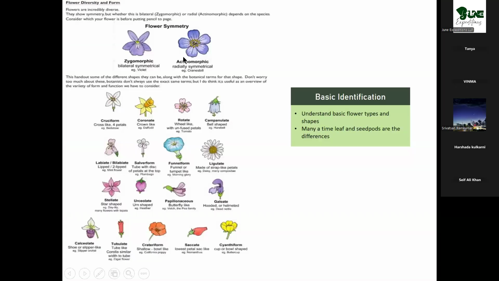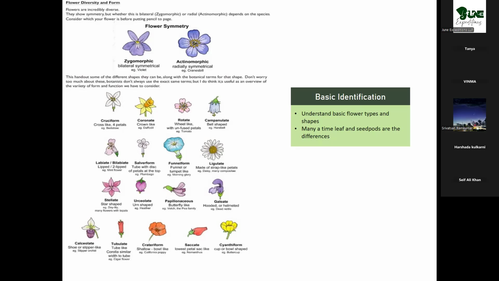So here you can see a few flower shapes. So the basic is this. The first one, this one is bilaterally symmetrical. So you can see that if you cut it in the middle, the left side and right side, both will be looking exactly similar. So a few flowers will be of that kind, and a few flowers will be radially symmetrical. The second one.